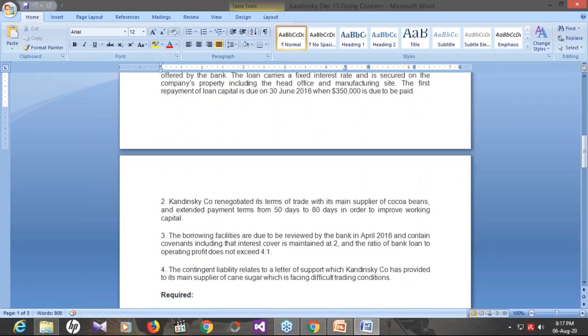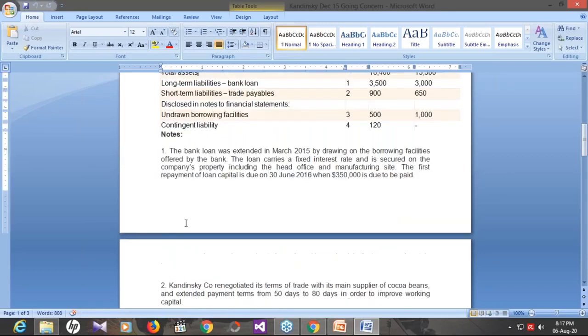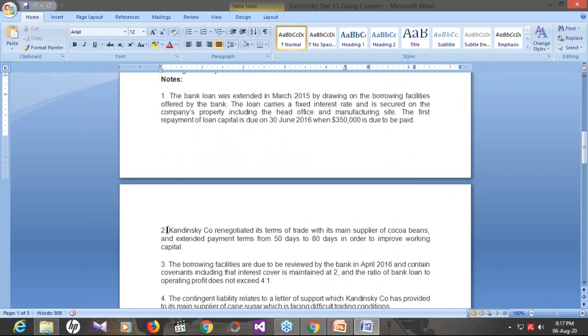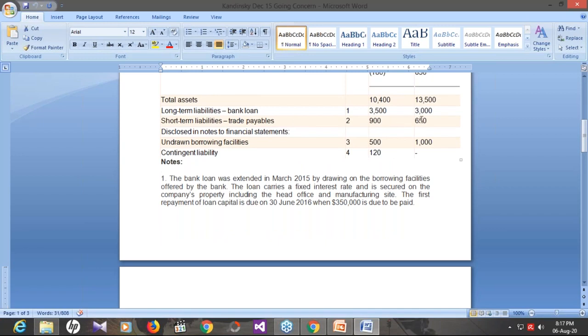As far as point number 2 is concerned, you can see Kandinsky renegotiated its terms of trade with its main supplier of cocoa beans and extended payment terms from 50 days to 80 days in order to improve working capital. So once again, the same scenario can be applied. This is the non-financial data that is provided, and there will be some financial data. Yes, note number 2, you can see from 650 to 900.